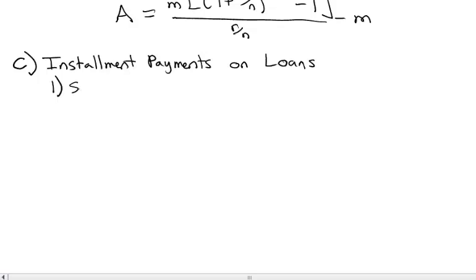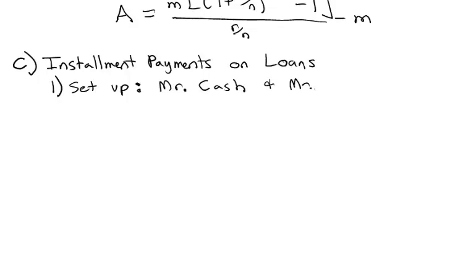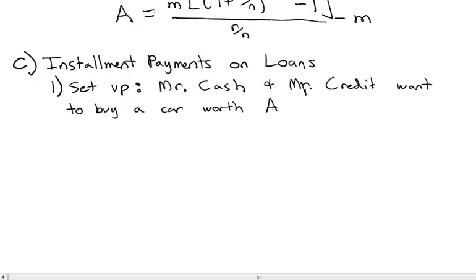So to kind of set this up, I'm going to tell you a story about two people. There's Mr. Cash, who saves up cash for everything, and Mr. Credit. And Mr. Credit, who puts everything on, you guessed it, credit. They want to buy a car worth A, some future value accumulated amount.